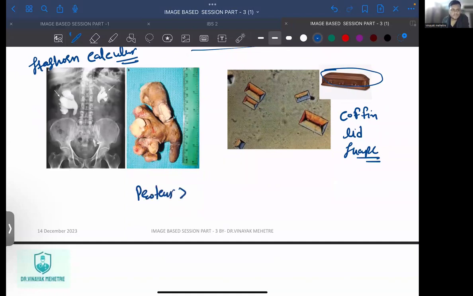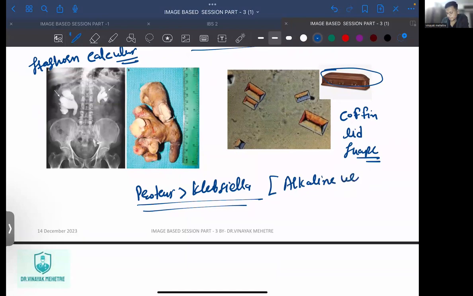और कौन सा ऑप्शन में नहीं है Proteus? Then it is Klebsiella, right? In short, what we have, these organisms can be seen in alkaline urine. Okay, urine is going to be alkaline. Okay, because of ammonium phosphate. Okay, both organisms can cause staghorn calculus.